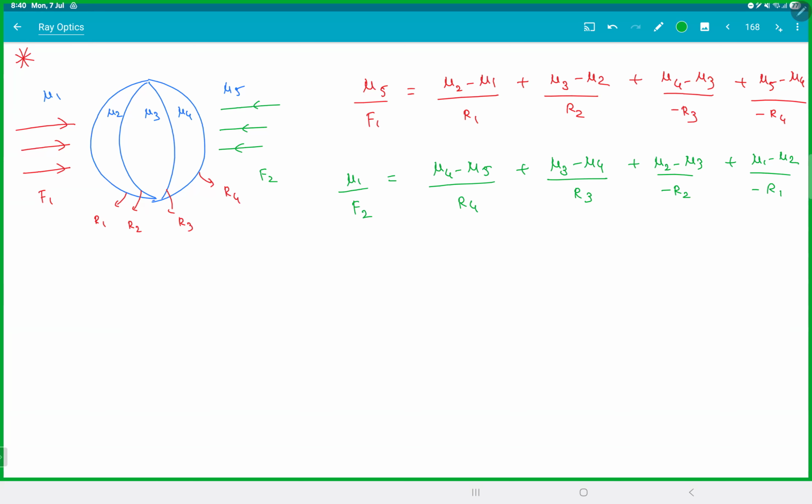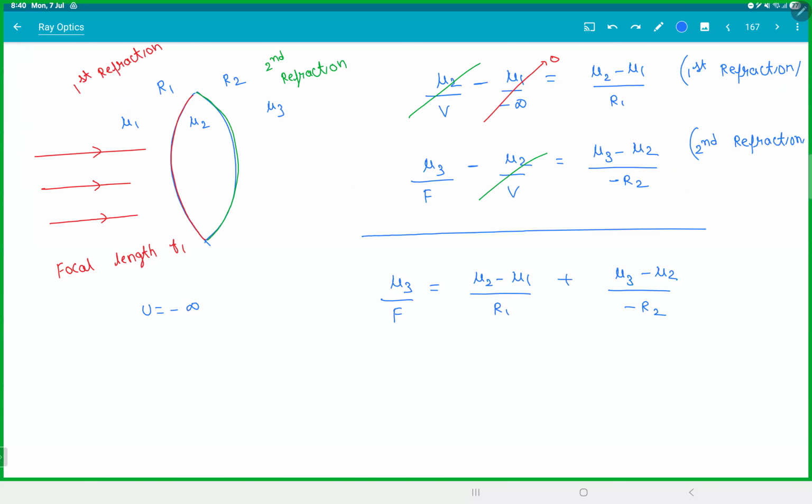Light rays are going 5, 4, 3, 2, 1. So final minus initial: 4 minus 5, 3 minus 4, 2 minus 3, 1 minus 2. All clear with this? And R1, R2, R3, R4 will be the sign convention. In the direction of the light rays, you take it as positive. So this is a general formula for this thing, but you should know how to derive it though.